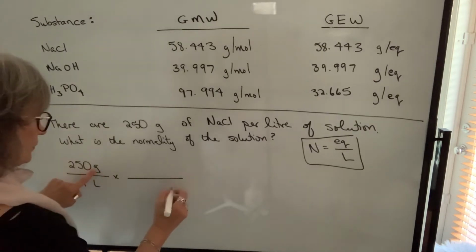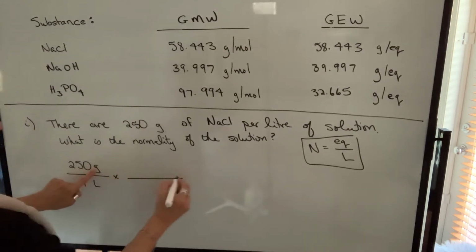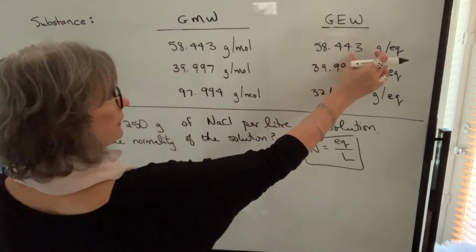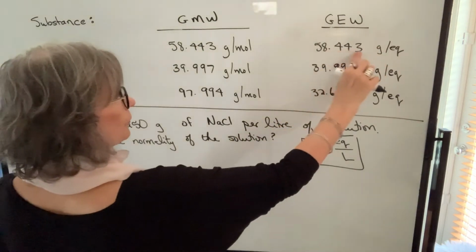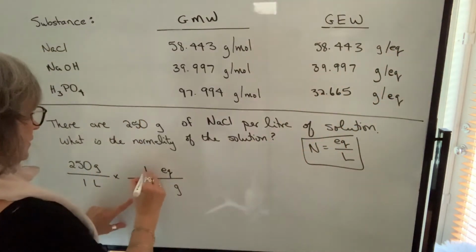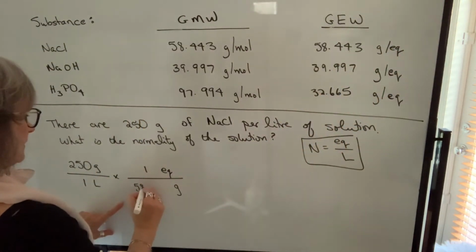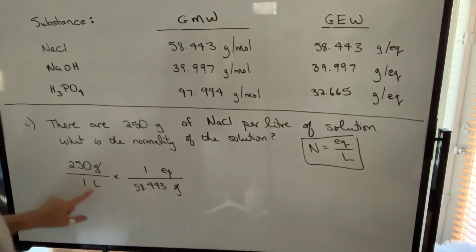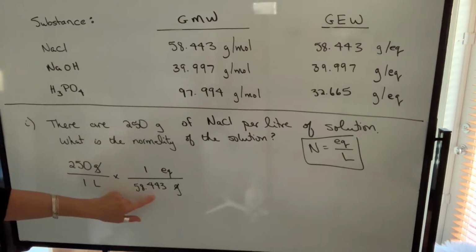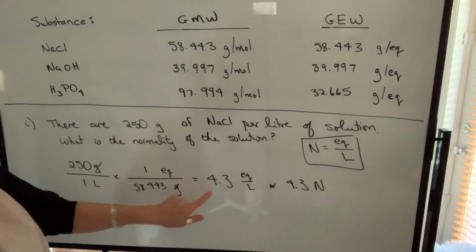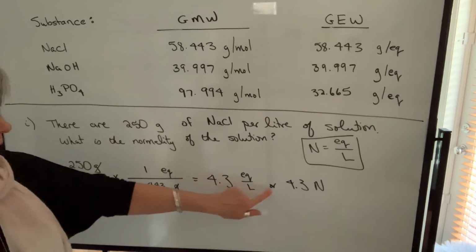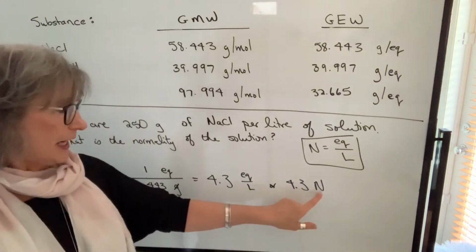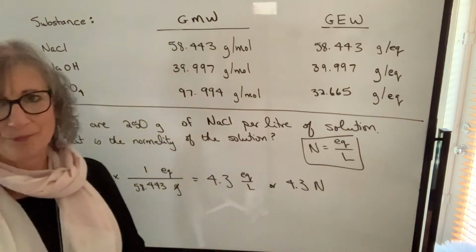So grams going to go in the denominator so that it will cancel, and we want to replace it with equivalents. The value that we use to do that, there are 58.443 grams in 1 equivalent, so 1 equivalent is equal to 58.443 grams. Grams will cancel, and we're going to take 250, divide by 58.443. When we do that, we get 4.3 equivalents per liter. Or you might see it expressed as 4.3 capital N. And when you see that capital N, understand that it means equivalents per liter.